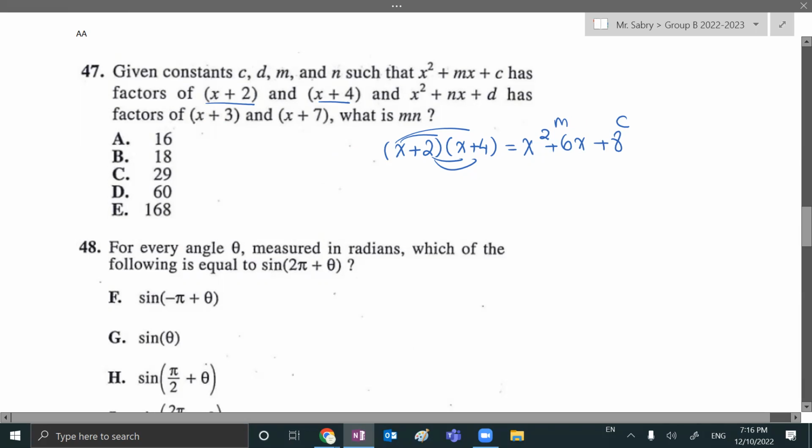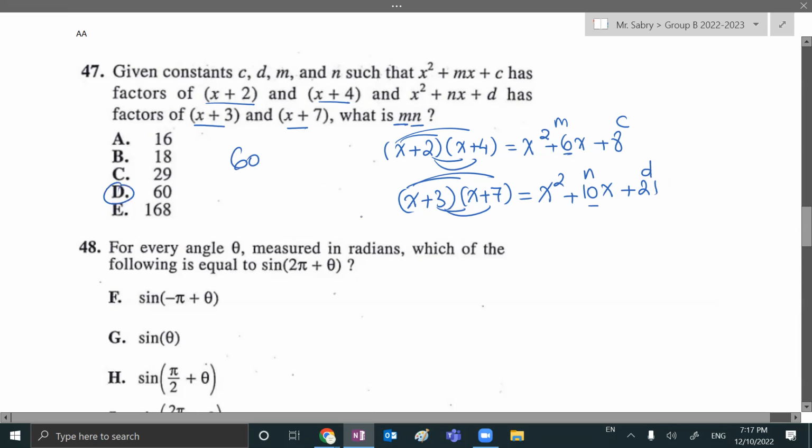And do the same for the second question, where you're given x plus 3 and x plus 7. So you know for a fact that you're going to multiply these two. Once you do that, you'll get x squared plus 10x plus 21. You can also tell right away that this is the n and this is the d. They're asking what's the value of m times n, which is 6 times 10. So it's definitely just 60, and the answer is D.